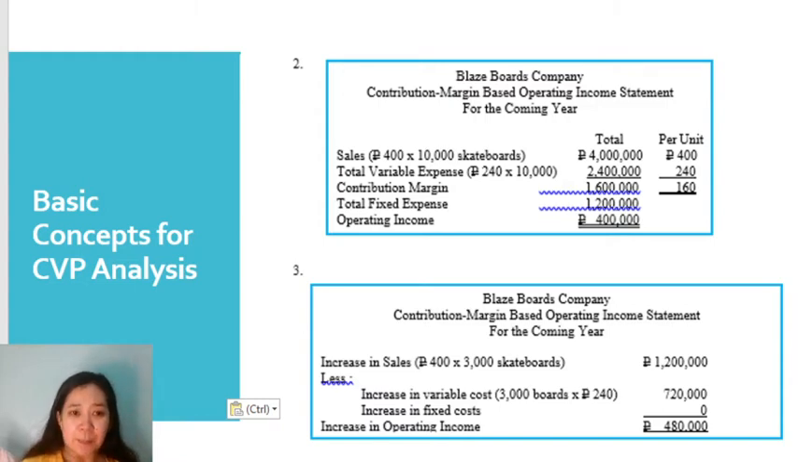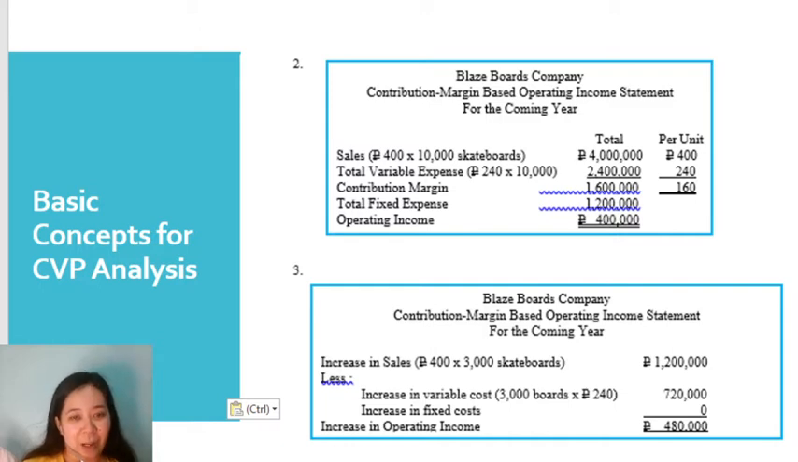So first, because we are preparing the income statement, of course, the first item that should be included there is our sales revenue figure. Since our number of units sold is 10,000, all you have to do is multiply that with its price. So the total is 4 million. Per unit is 400.